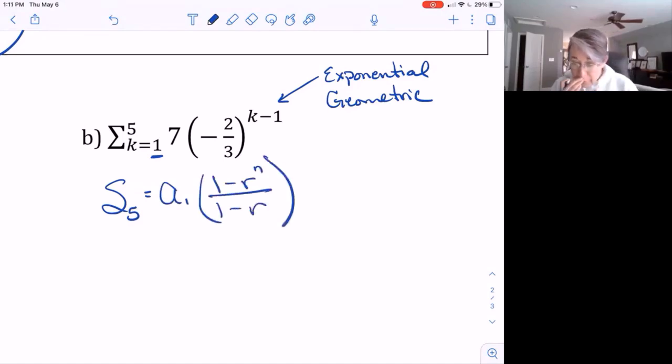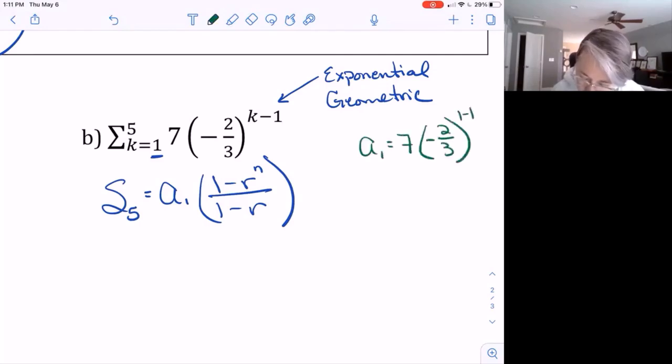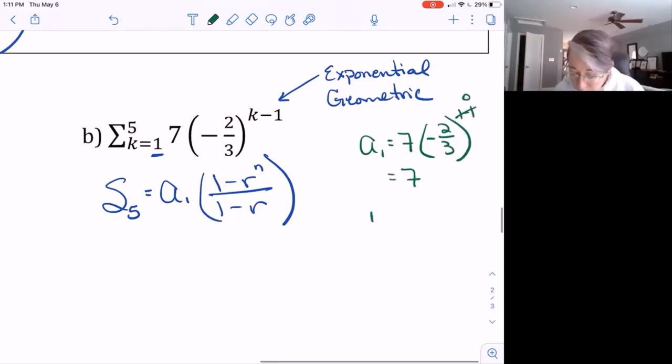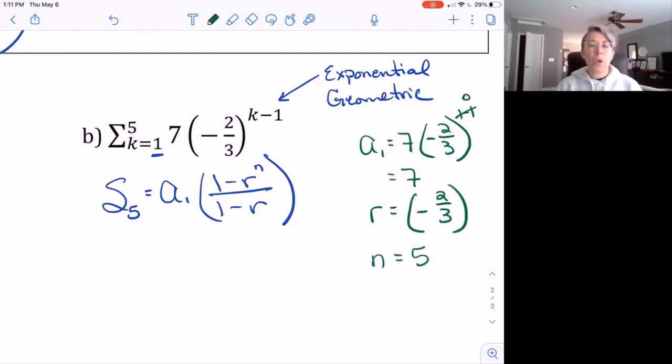So we need to first find a sub 1 in that formula would be 7 times the negative 2/3 to the 1 minus 1, which is 0. So that gives us just the 7 times 1, or 7. We know our r based on the formula, which is a negative 2/3. And we're going up to 5, so that tells us the n equals 5. So we have all the pieces in our formula.